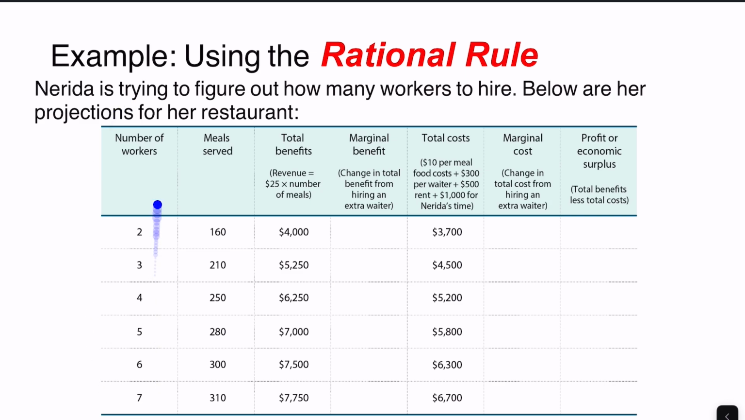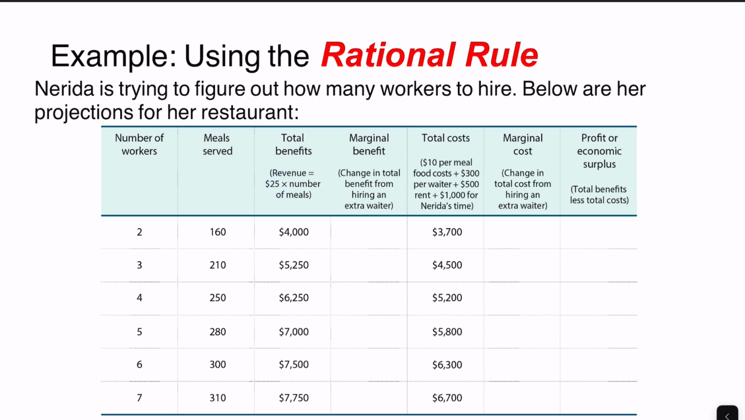In that first column, we have the number of workers she could hire. She could hire 2, 3, 4. And those workers will be used to produce meals. If you hire 2 workers, you can sell 160 meals, 3 workers, 210 meals, 4 workers, 250 meals, and so on. Now you're going to sell those meals at $25 a pop. And so we can get our total benefits.